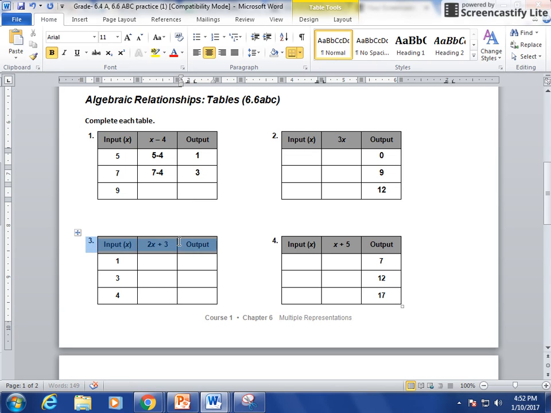Number 3 is a two-step equation. You do not have to do that this year. So that can be a big red, we're not doing this year. You don't have to do it. It's going to go away. So you can mark out number 3. Don't worry about it. Just do numbers 1, 2, and 4.